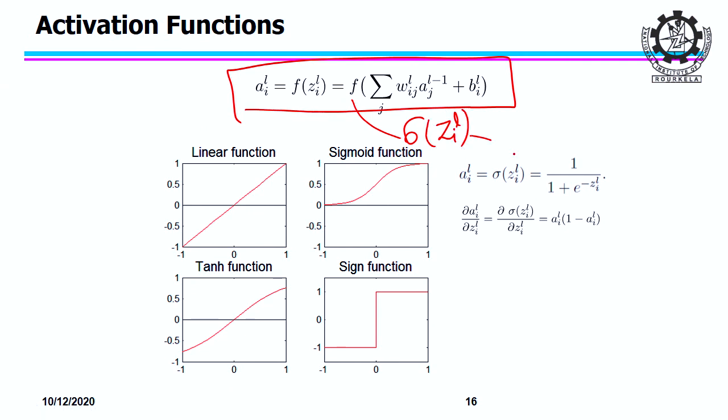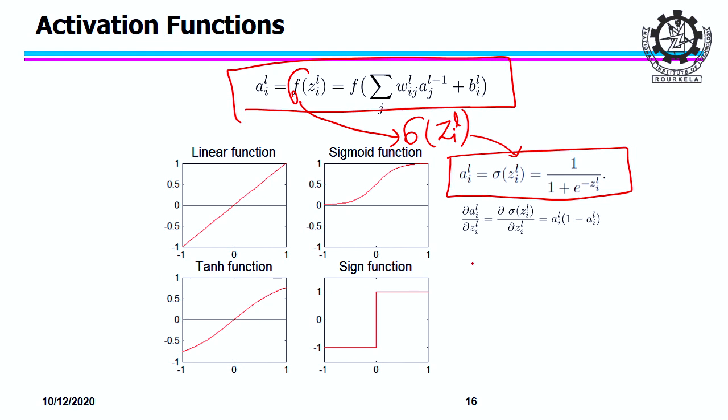If the function is sigmoid, then we can write a_i^L equal to 1 by 1 plus e to the power minus z_i at level L. Now, I do the derivative of this one. How do I do this derivative?